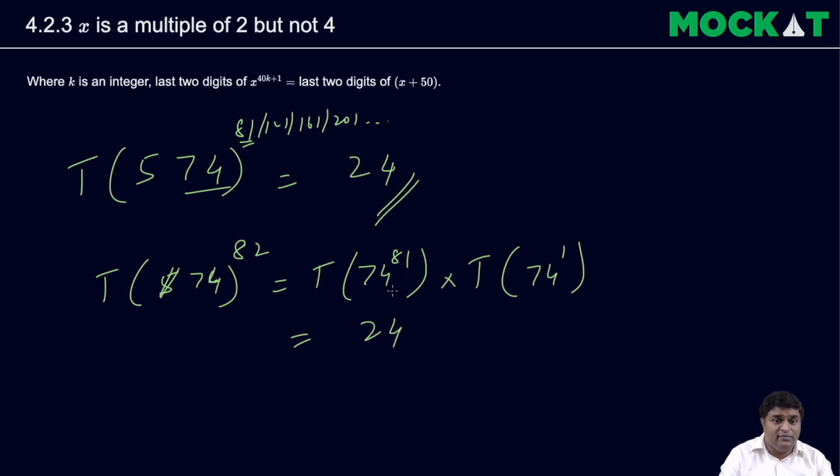Now once again, why is that so? 74 over here is a multiple of 2 but not 4. Second, the power over here, which is 81, is in the 40k plus 1 format. It's 40 into 2 plus 1. So therefore, the last two digits will be the same as the last two digits of x plus 50, 74 plus 50, it's 124. The same last two digits over here. And last two digits of 74 remains as 74.